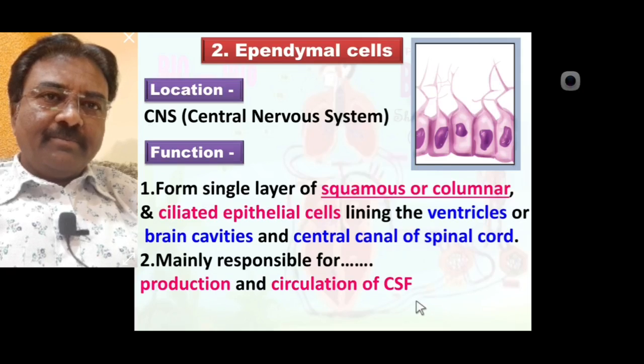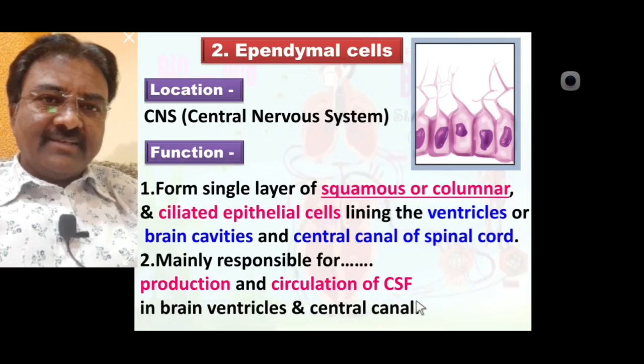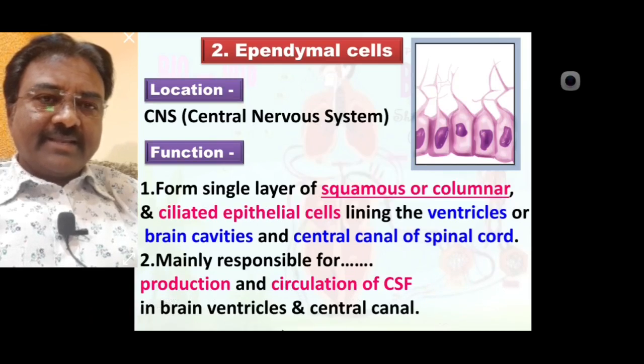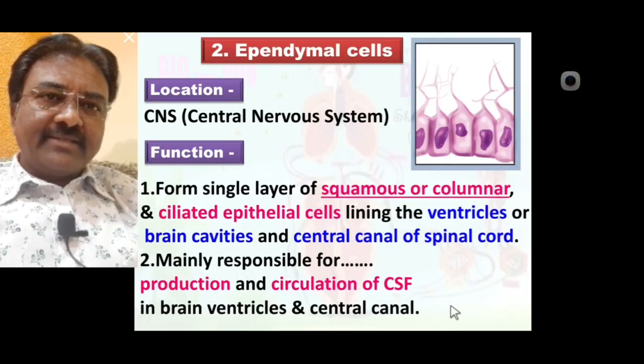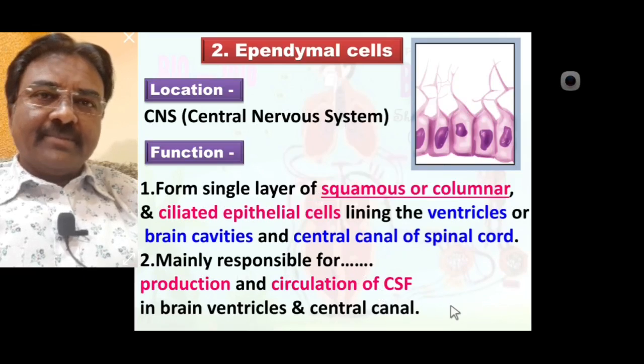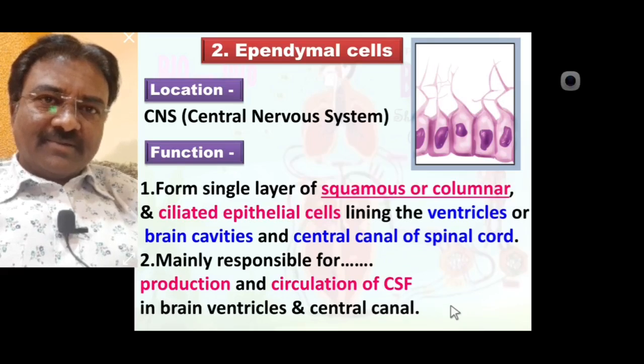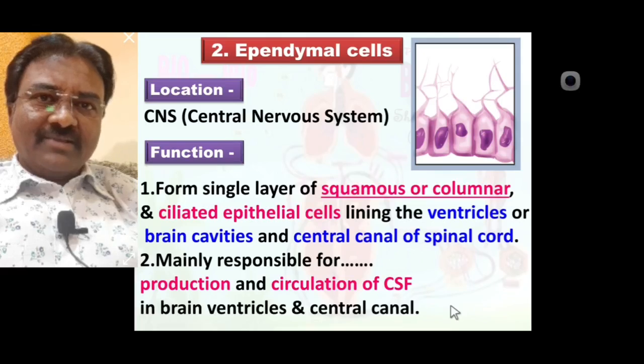Now the second function, mainly responsible for production and circulation of CSF, means cerebrospinal fluid production and circulation. Ependymal cells in the brain ventricles and central canal are responsible; cerebrospinal fluid production and circulation is done by ependymal cells. So ependymal cells are also most important. Hope that you understood everything. What is actually ependymal cells? What are the functions of ependymal cells?